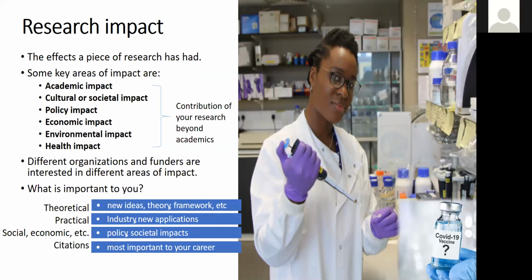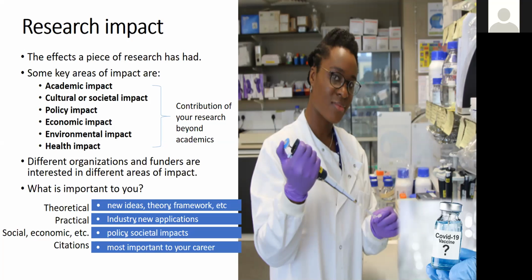So research impact is about looking at the effects a piece of research has had. There are many different ways your research could have an impact depending on the nature of the work. Some key terms and areas of impacts include what you see on the screen here. Academic impact, the impact the research makes in academia. For example, advancing and developing understanding, methods and theory within the field or across disciplines. So this is as far as academia is concerned.